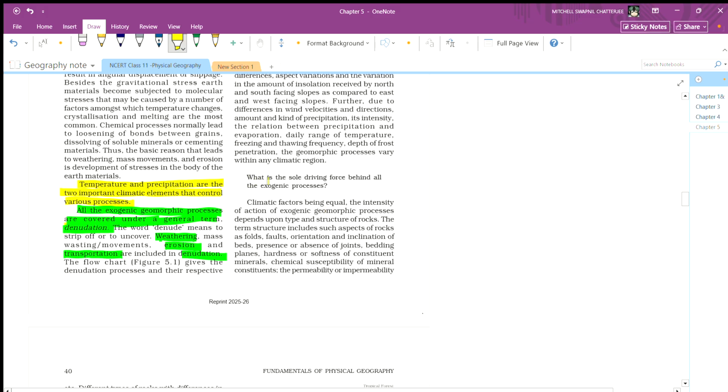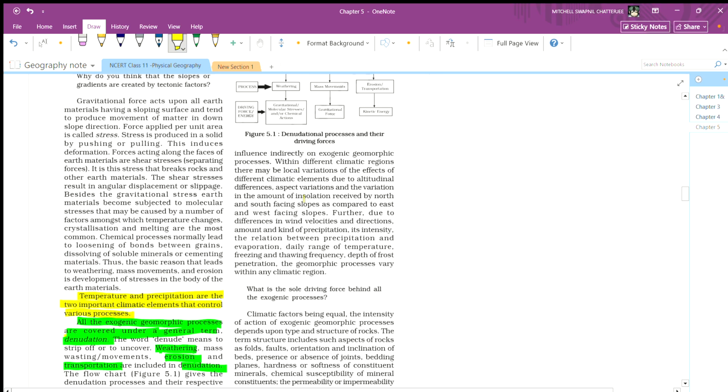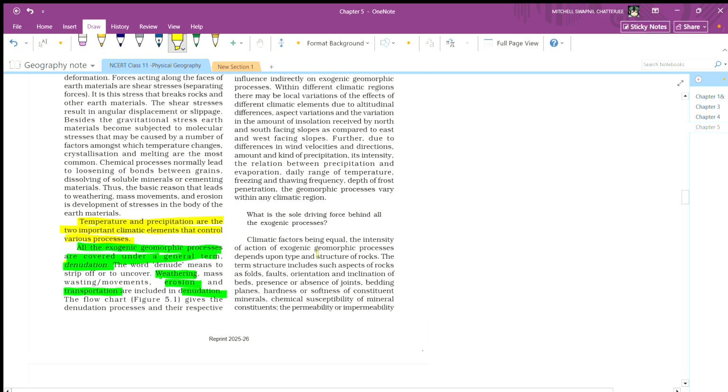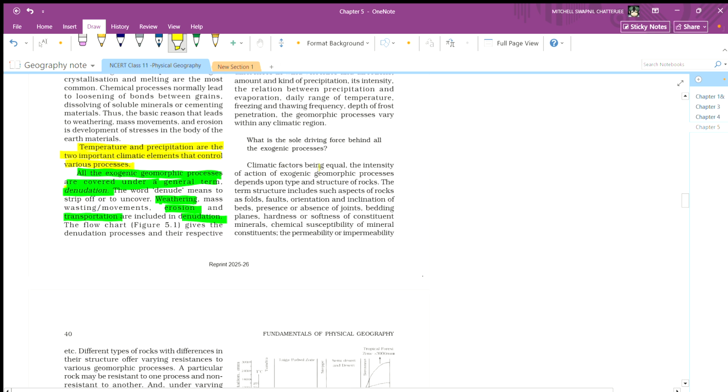So what is the sole driving force behind the exogenic processes? The main thing we have to write; I don't think I have to write all the things. Climatic factors being equal, the intensity of action of exogenic geomorphic processes depends upon the types and structure of the rock.